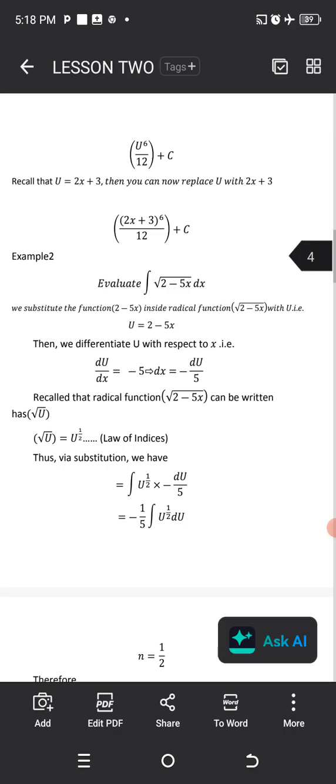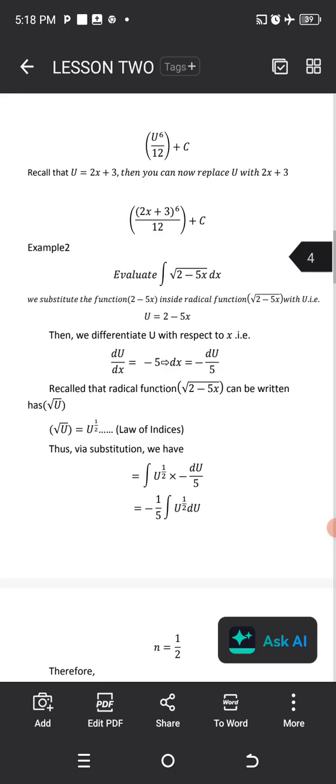The integral of 2 minus 5x inside the radical function, which is a radical function, like being said, that is square root of 2 minus 5x. Let u be 2 minus 5x. So u is equal to 2 minus 5x. Then we differentiate u with respect to x. That is du over dx equal to minus 5, which implies that dx is equal to what?